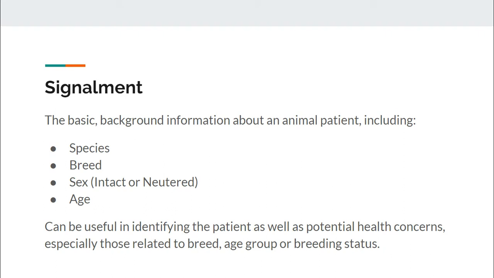This information can be used for a lot of things. Obviously, it's identifying the patient, but it can also tell us some information about things like potential health concerns, especially when we know that for lots of different species of animals, there are health concerns related to what breed they are, what age group they are, whether or not they can or cannot be bred. And so all of those small pieces of information are going to help us kind of start deducing down what could or could not be a potential problem for that animal based on that background.